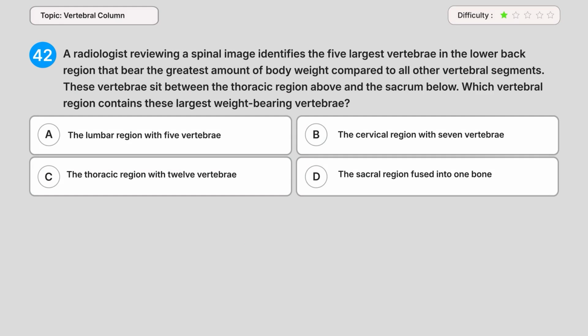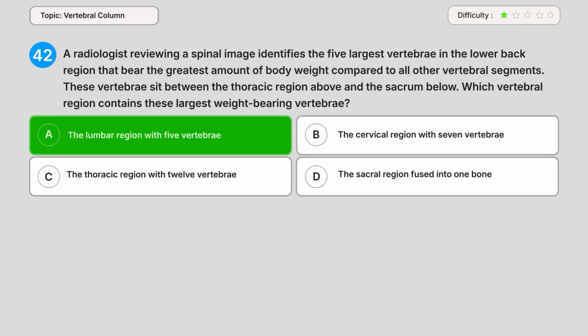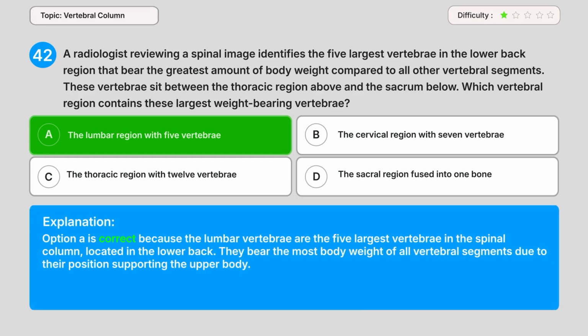Correct answer, A, the lumbar region with 5 vertebrae. Explanation. Option A is correct because the lumbar vertebrae are the 5 largest vertebrae in the spinal column, located in the lower back. They bear the most body weight of all vertebral segments due to their position supporting the upper body.